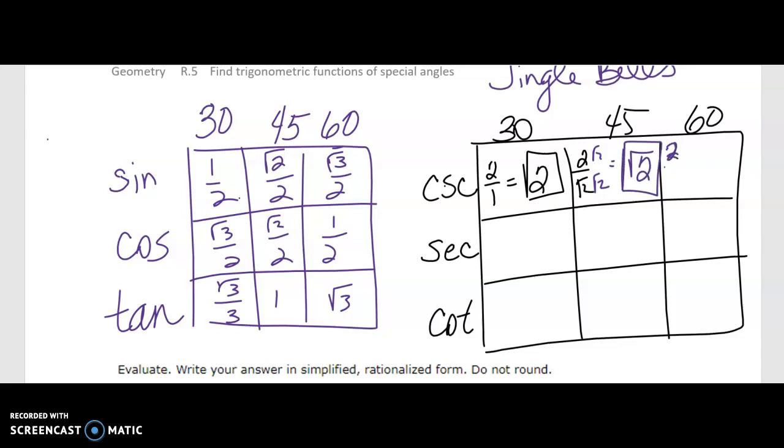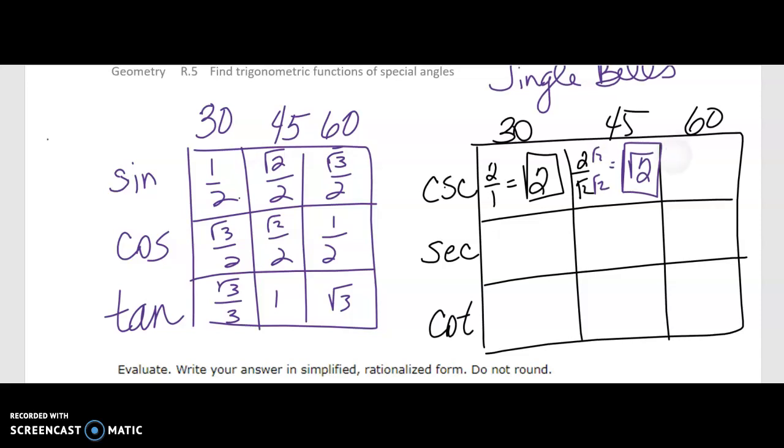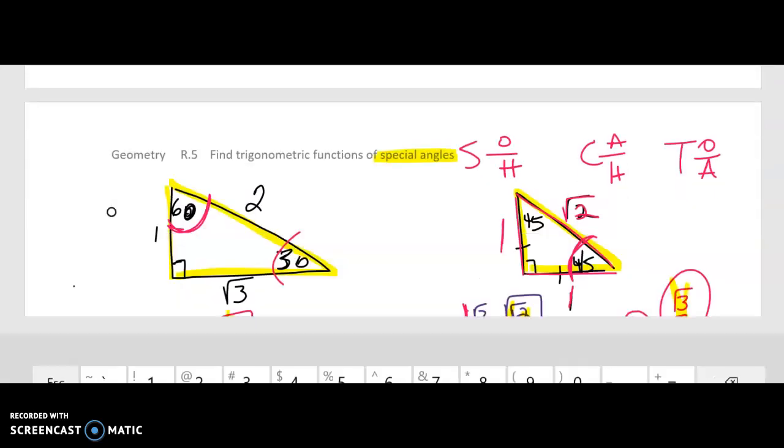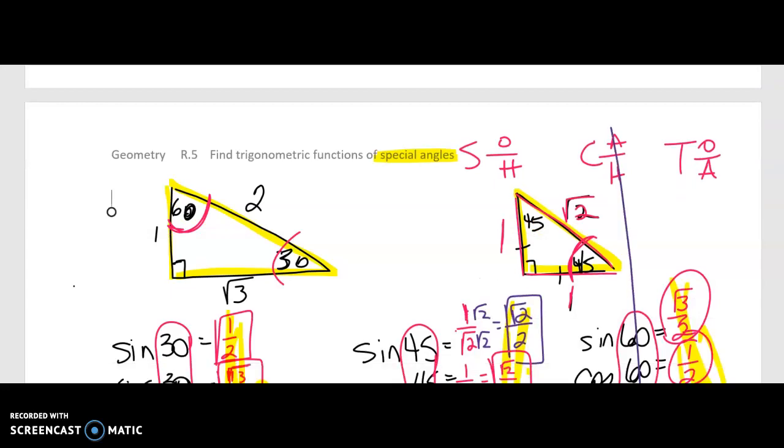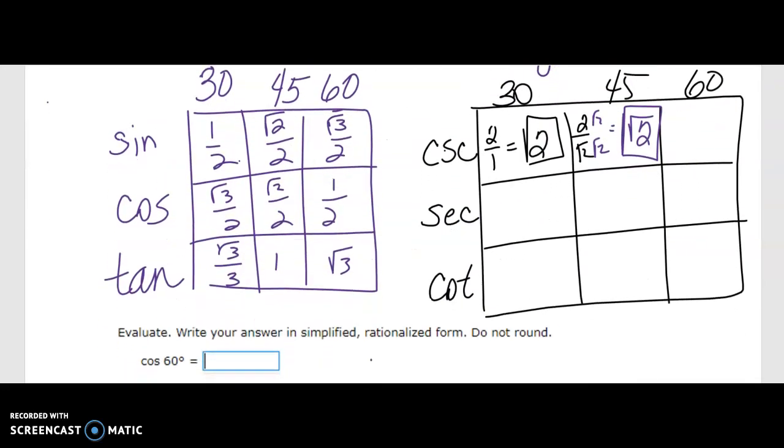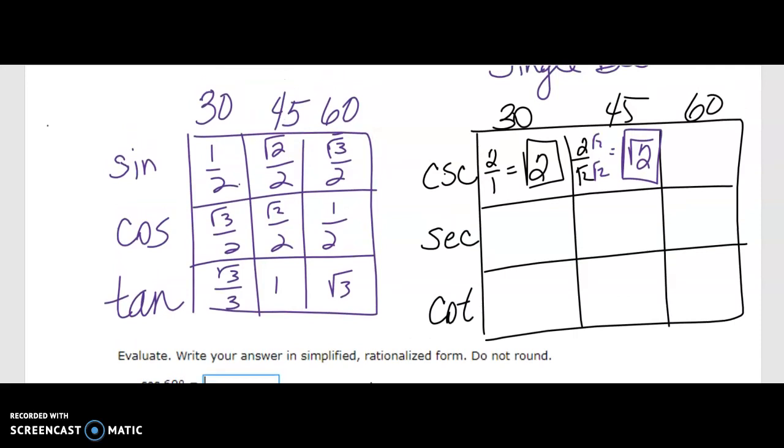I'm sorry, that's wrong. That's right to begin with. Oh my gosh, I need to take a break. And 2 over square root of 3. Can't have square root of 3 on bottom. So 2 square root of 3 over 3.